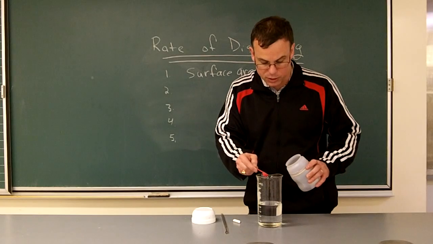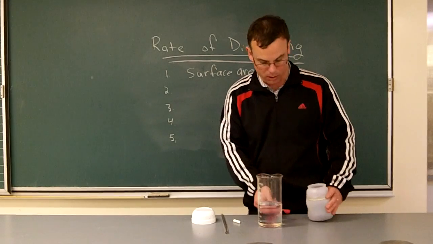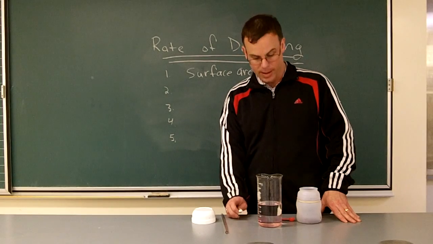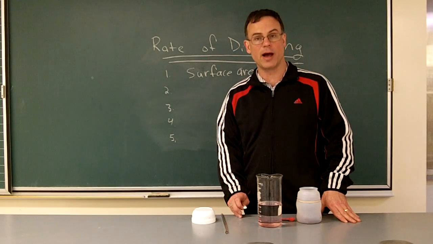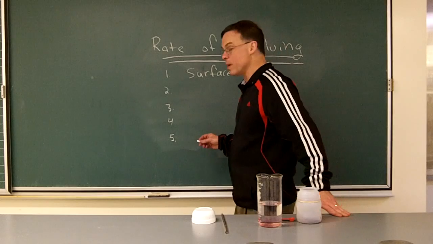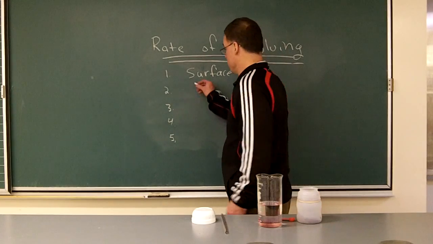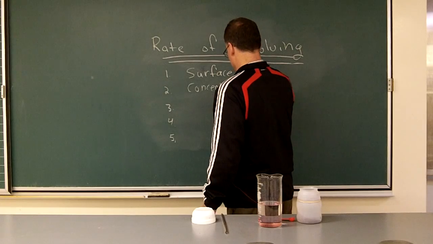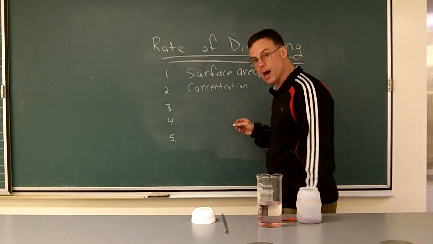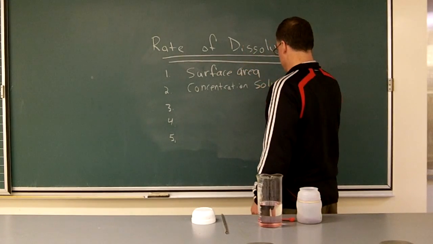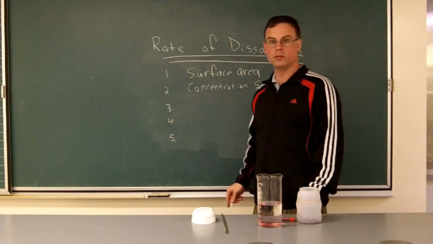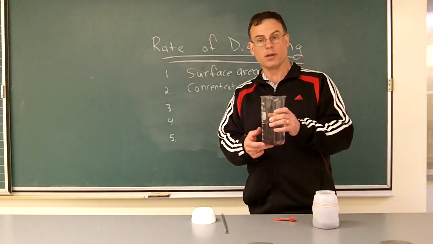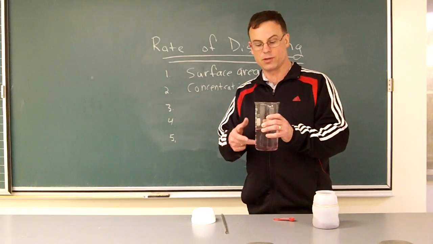Now, I'm choosing just to add a very, very small amount. In other words, a very small amount of solute. The second way that you can speed up how fast a solution is made is by controlling the amount of solute. So we call that the concentration, or the amount of the solute.